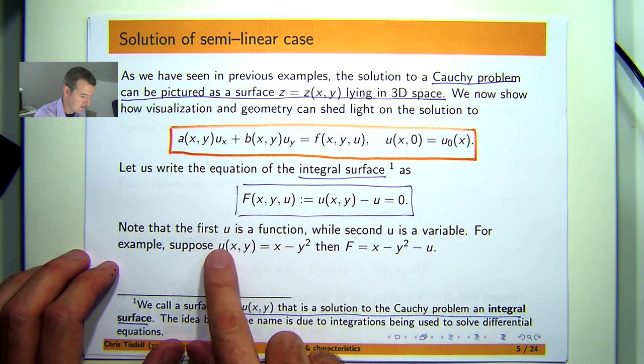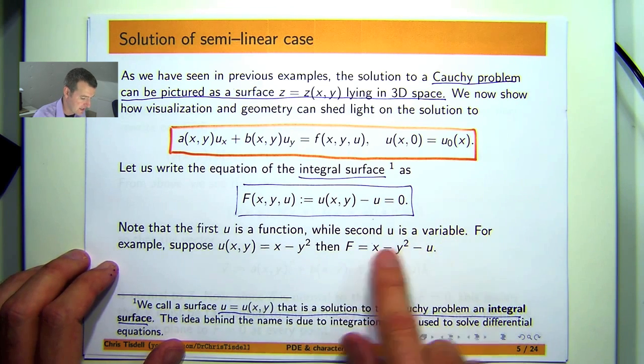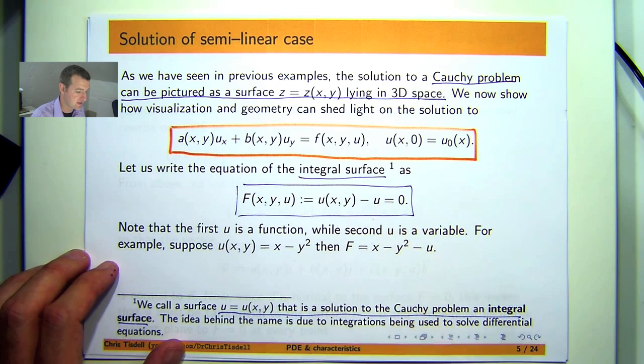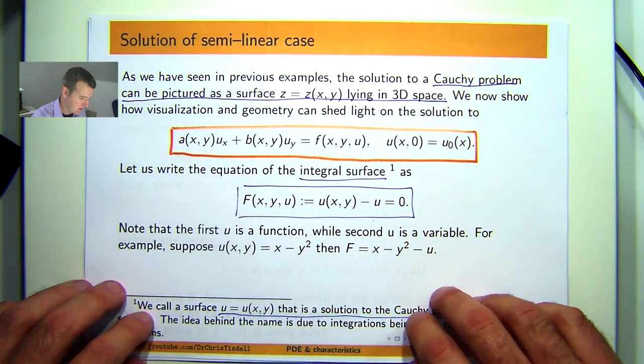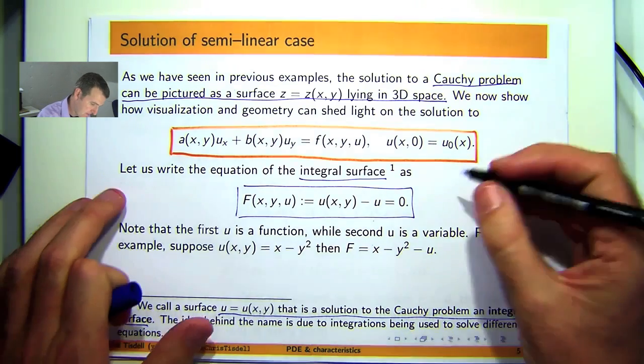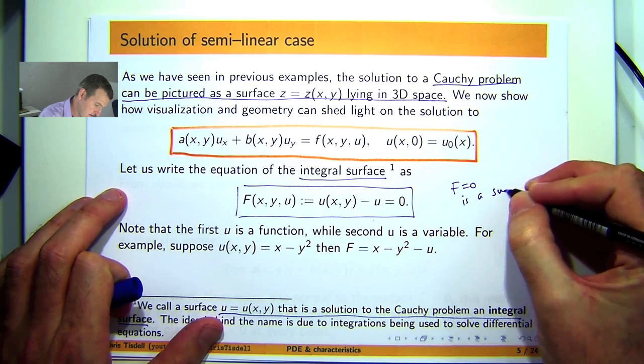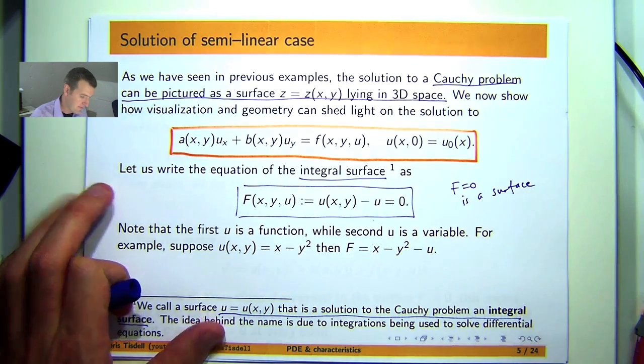Okay, so for example, if u of x comma y was x minus y squared, then big F would be x minus y squared minus u. Okay? All right. Now in particular, F equals 0 is a surface. That's the important part here.